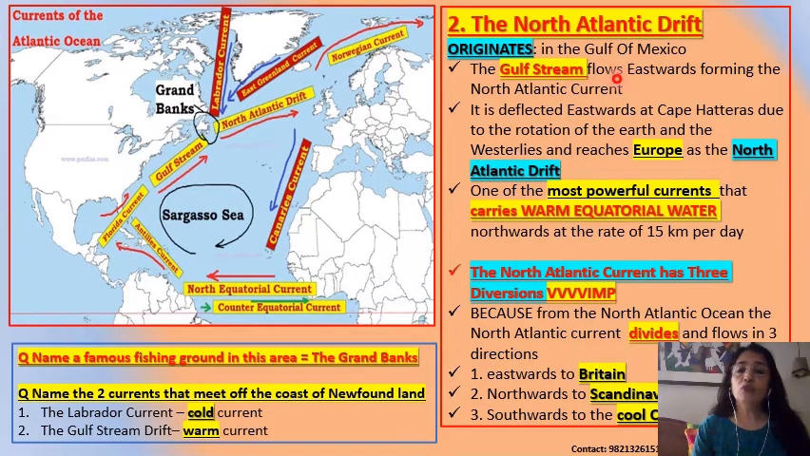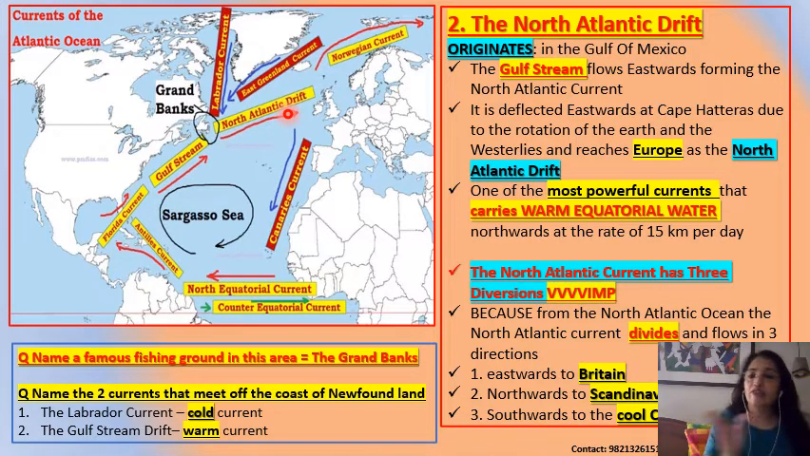Okay. The Gulf Stream flows eastwards, forming the North Atlantic drift. Origin is Gulf of Mexico, formed by the Gulf Stream drift. This is the east, this is the west. So the Gulf Stream drift, when it moves towards the east, it becomes the North Atlantic drift or North Atlantic current. It is deflected eastwards at the Cape of Hatteras due to the rotation of the earth and the westerlies. So it starts from the Cape of Hatteras like the Gulf Stream drift, and it is deflected.